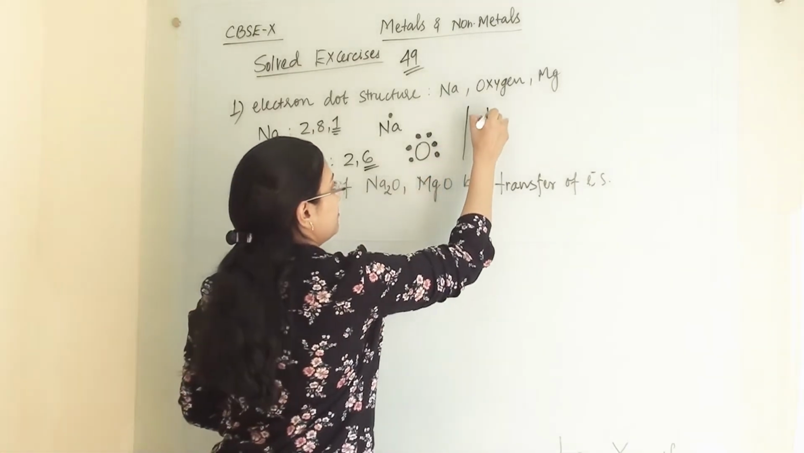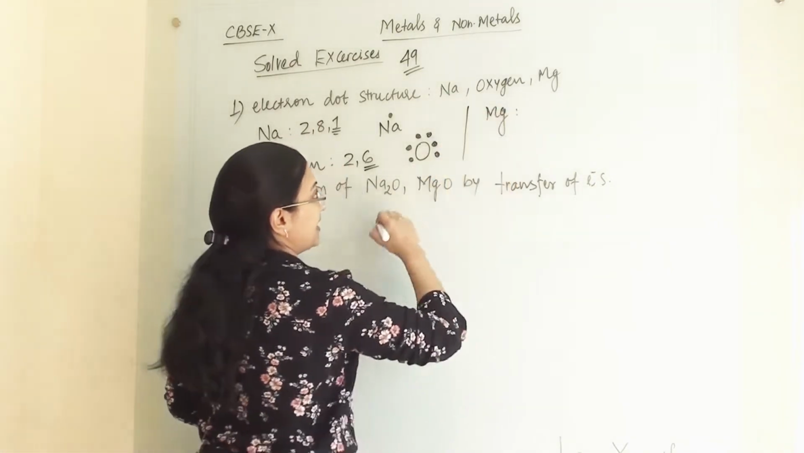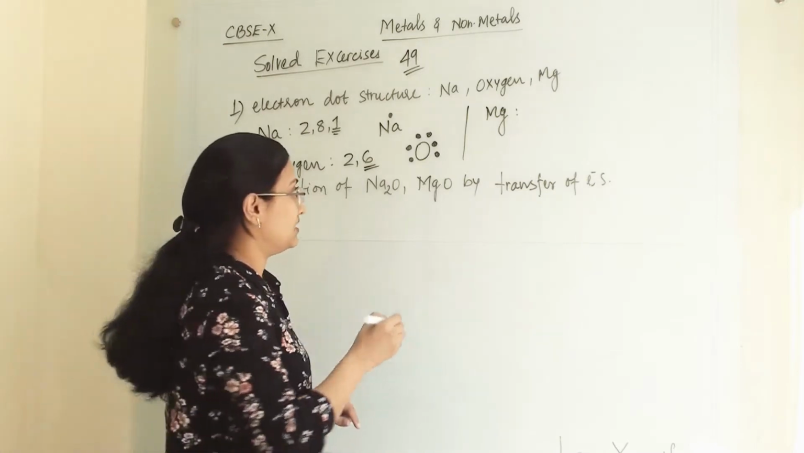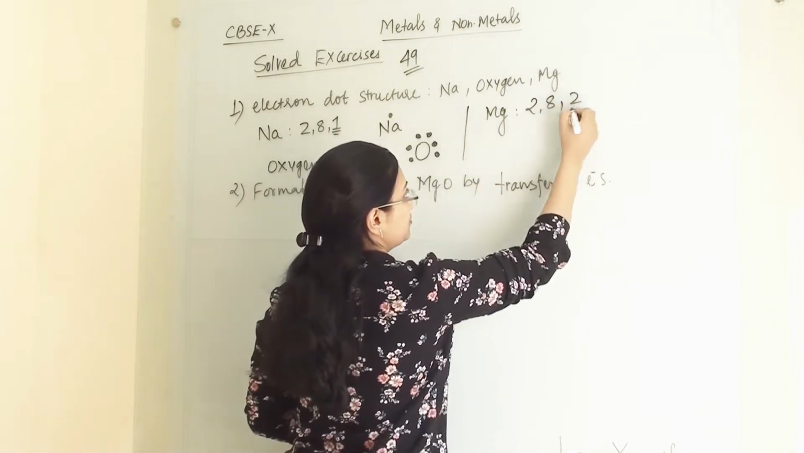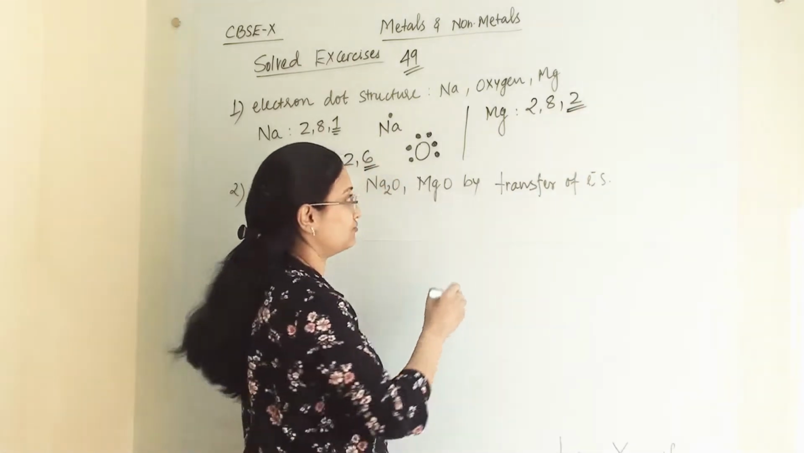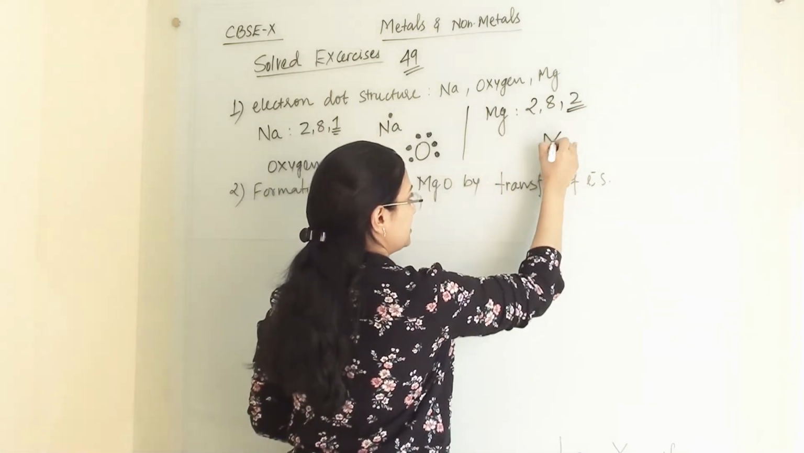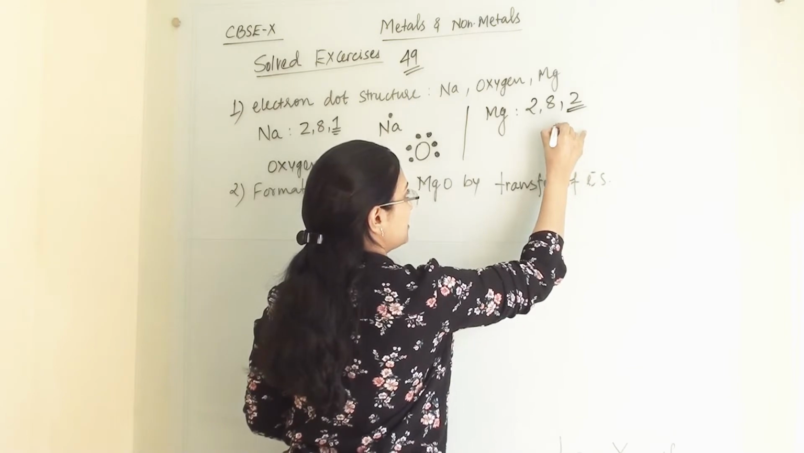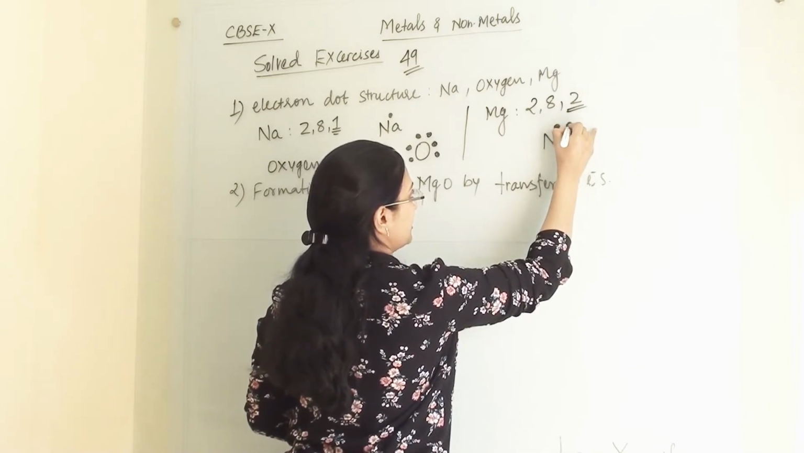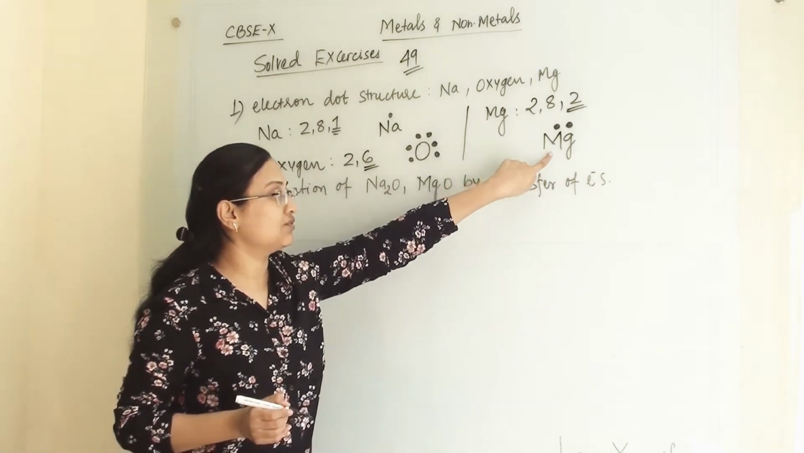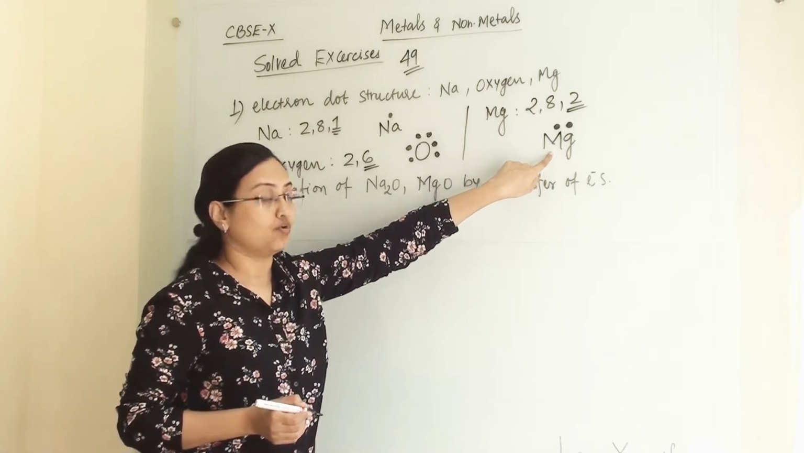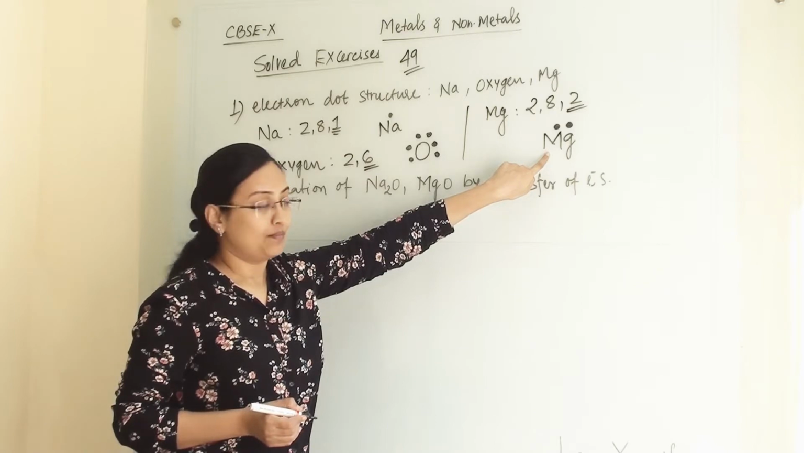Now for magnesium. Magnesium's atomic number is 12, so its electronic configuration is 2,8,2. So 2 are the valence electrons for magnesium. So when we are writing magnesium, we are showing these 2 electrons as valence electrons, and this will be the electron dot structure or the diagram for magnesium.